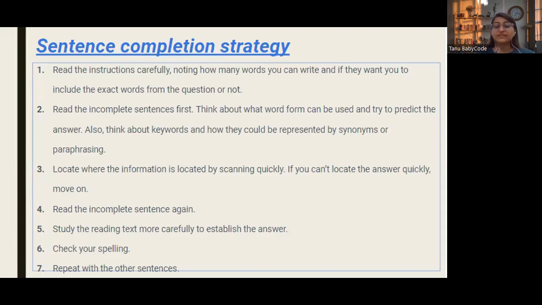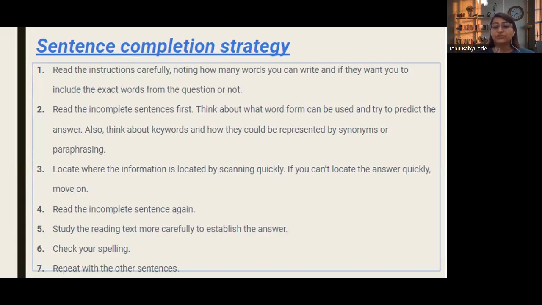Second, read the incomplete sentences. Think about what word form can be used and try to predict your answer. Predicting the answer is very important. Also, meanwhile, you can start thinking about the keywords and how they can be represented by different synonyms and paraphrasing. This will help you in locating your answer very quickly. Locate where the information is located.